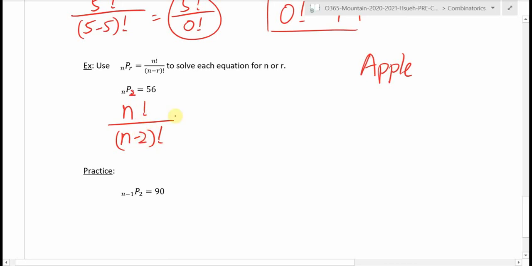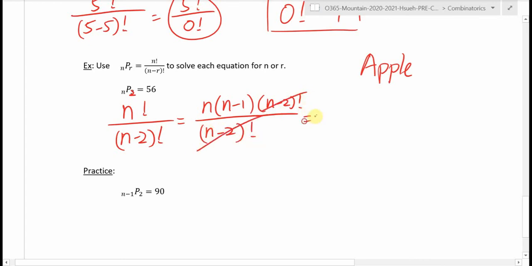Okay. So then this is going to be n times n minus 1 times n minus 2 factorial divided by n minus 2 factorial. They will simply cancel out. And this equals 56. Now we can expand this. We get n times n minus 1 is n squared minus n. This equals 56. This is a quadratic equation.